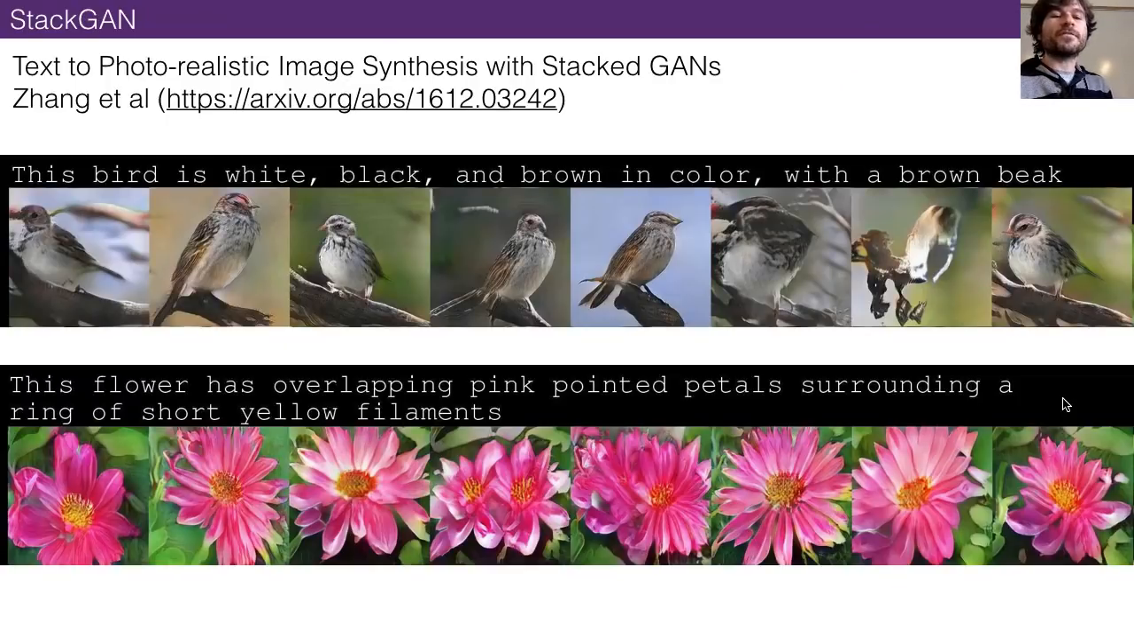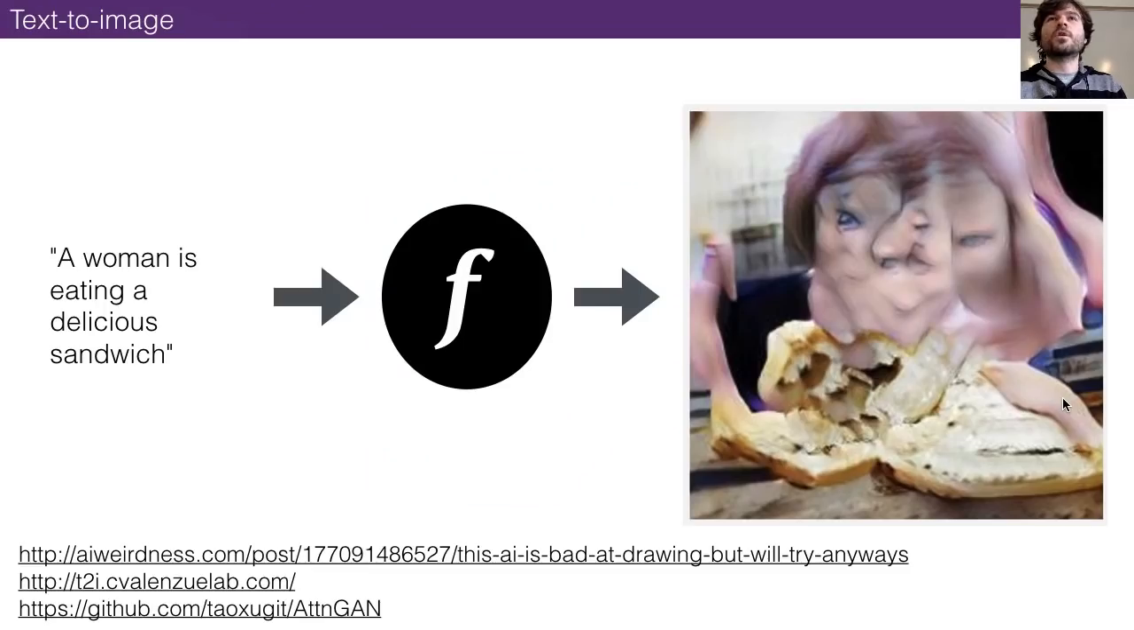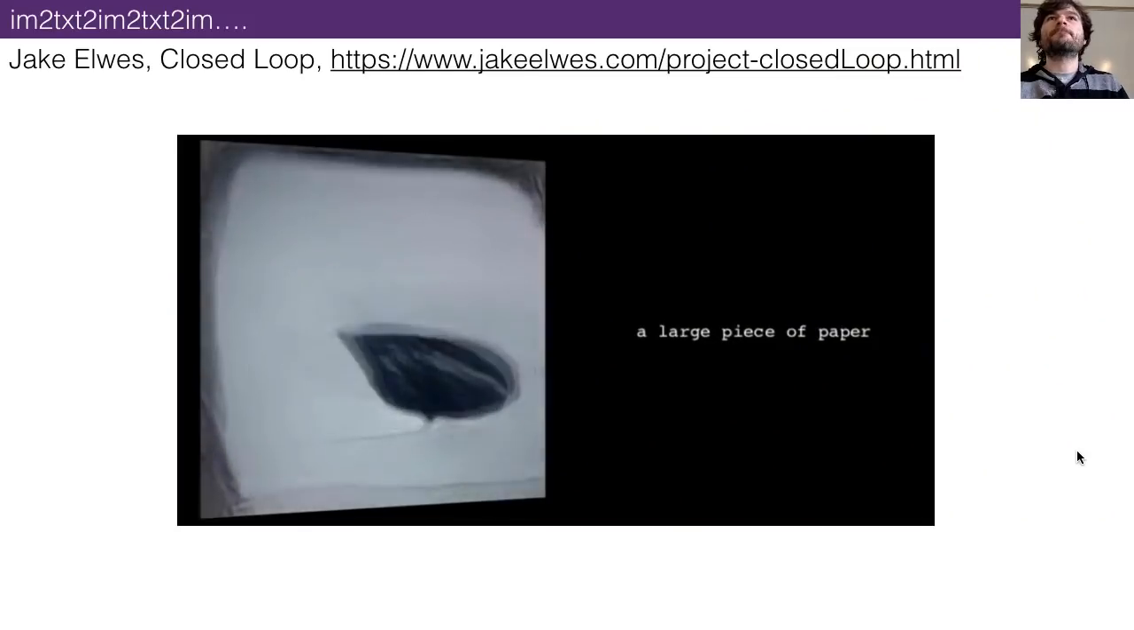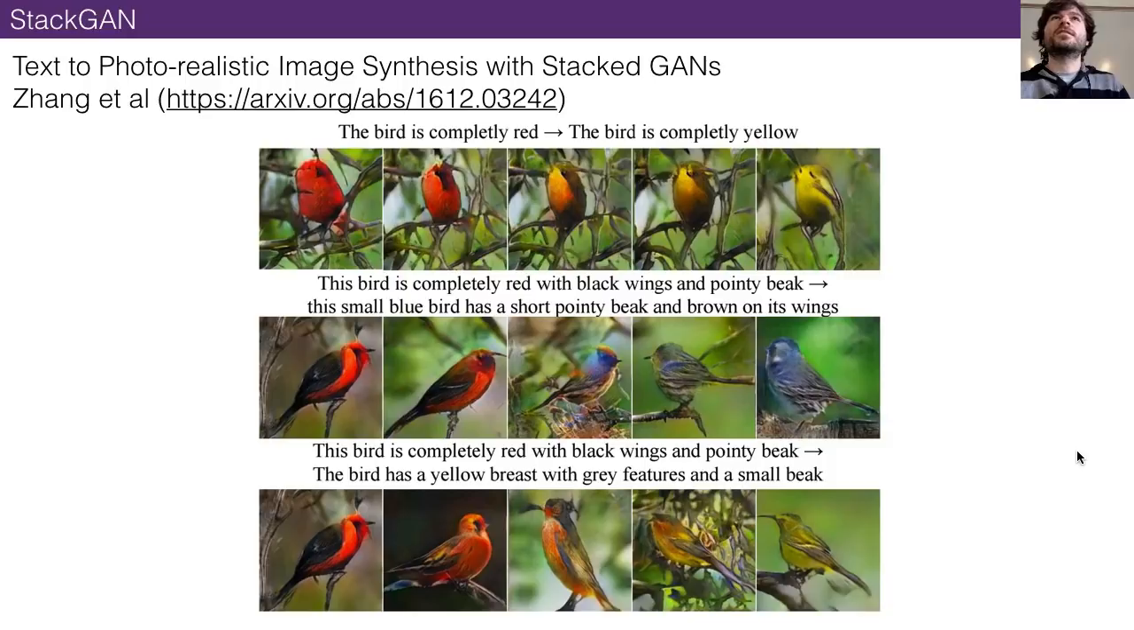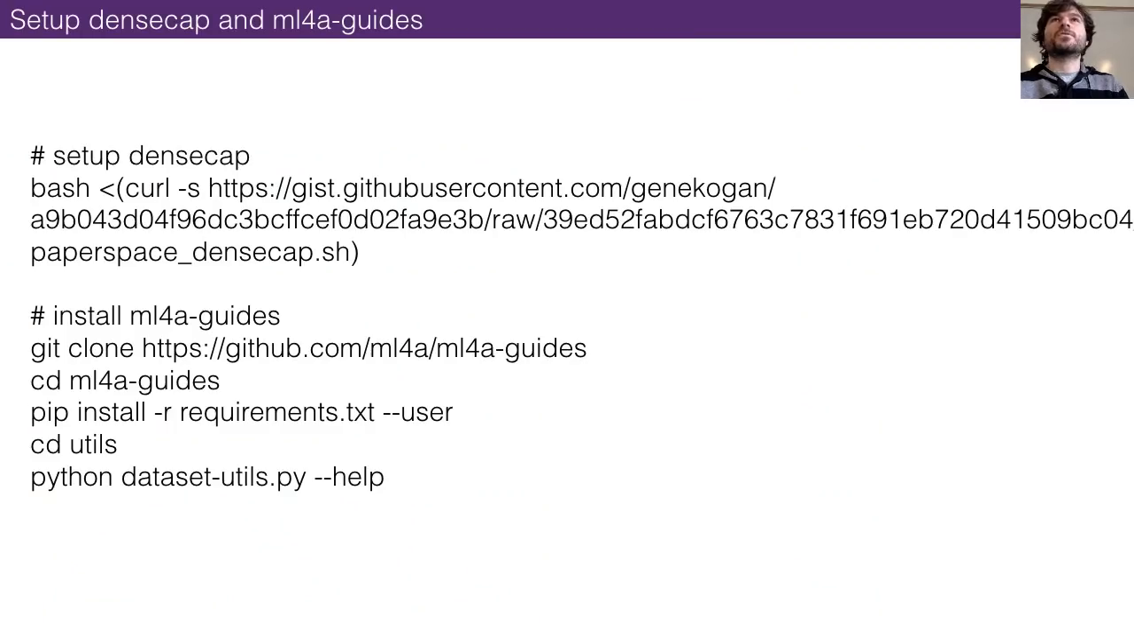StackGAN is another version of text-to-image synthesis. This bird is white, black, and brown in color with a brown beak. That's a generated image. It's really neat, though this is actually older now than AttnGAN, which is a more up-to-date version of text-to-image, so it's probably better to look at that. But StackGAN is also kind of there. It has its own nice latent space that you can play with.